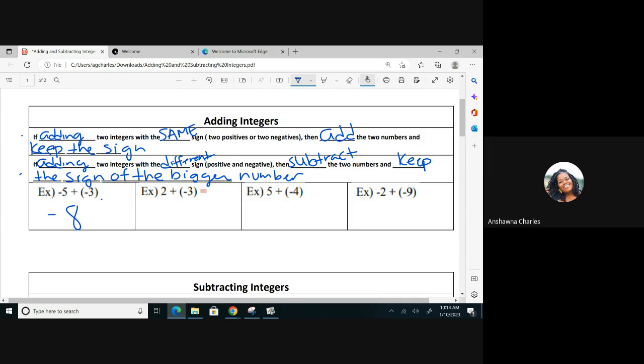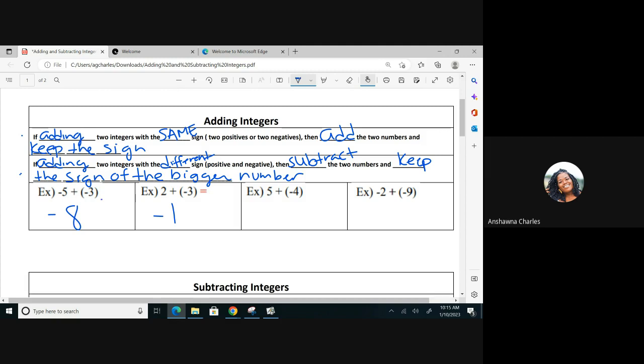Okay. What about the next one? Would that be an example of the first one or the second one? That is the second one. Will my answer be positive or negative on this? Negative, because my 3 is bigger. And what will be my answer? 1. Remember, I subtract. If my signs are different, I subtract them. Okay? So 3 minus 2, 1. So my answer had to be negative because the 3 was bigger. Okay?